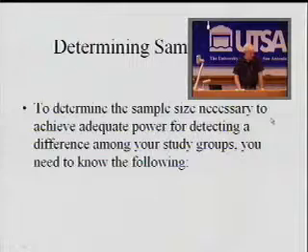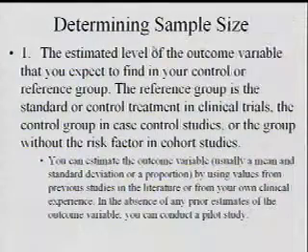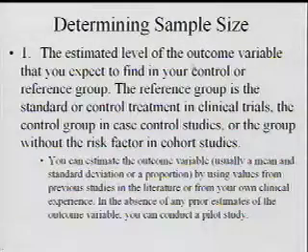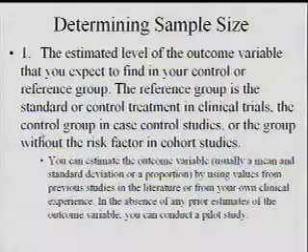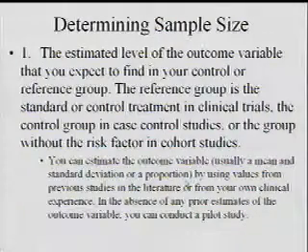So determine the sample size necessary to achieve adequate power for detecting a difference among your study groups. You need to know the following. In determining sample size, the estimated level of the outcome variable that you expect to find in your control or reference group. The reference group is the standard or control treatment in clinical trials, the control group in case-controlled studies, or the group without the risk factor in cohort studies. None of these are probably the types that we'd encounter, but anyway, we understand our control and treated groups. So you can estimate the outcome variable, usually a mean and standard deviation, or a proportion.